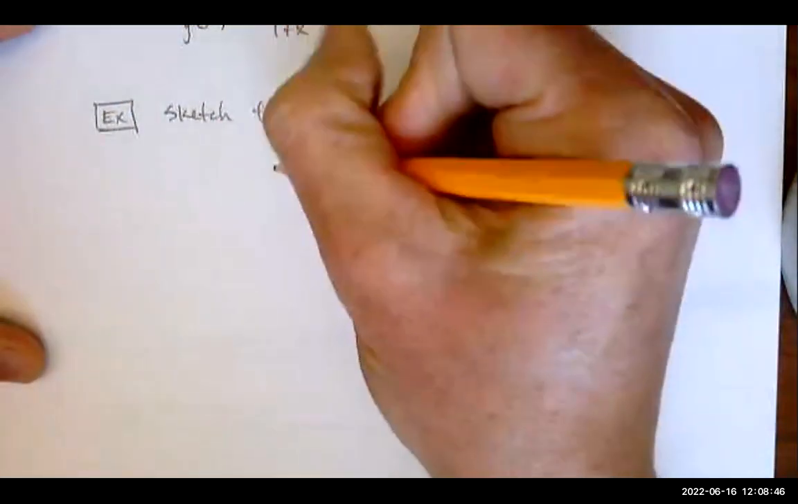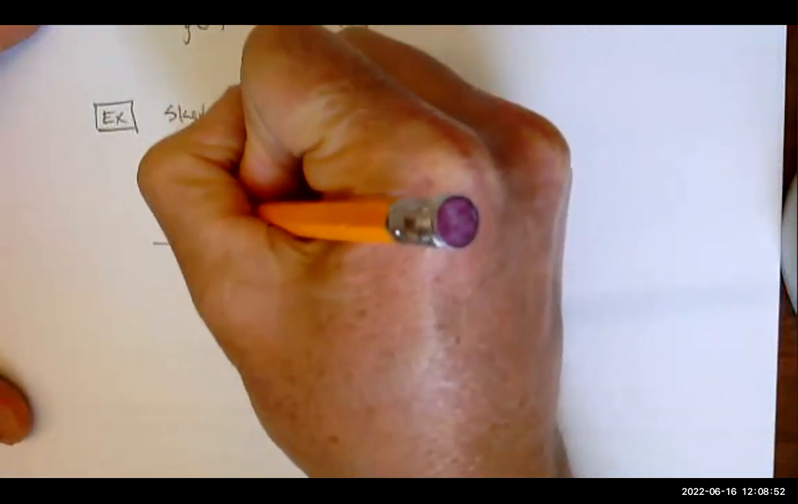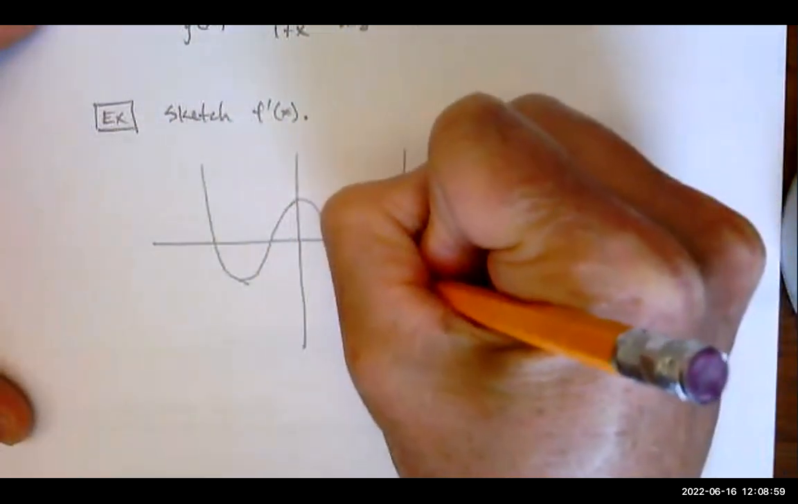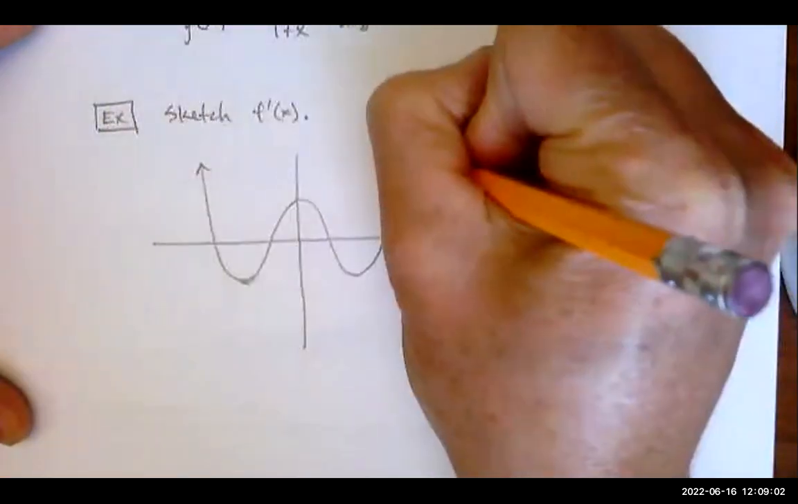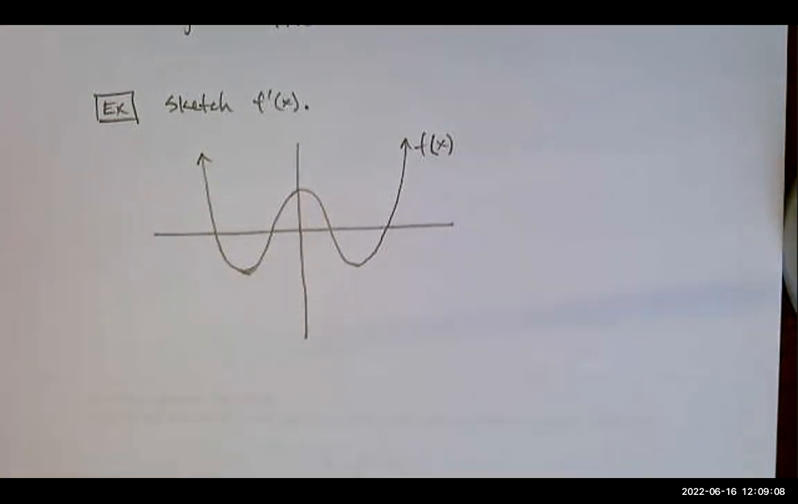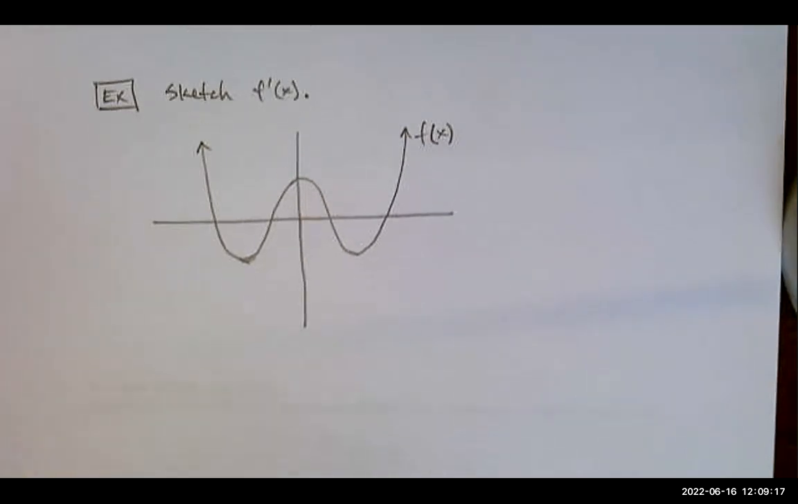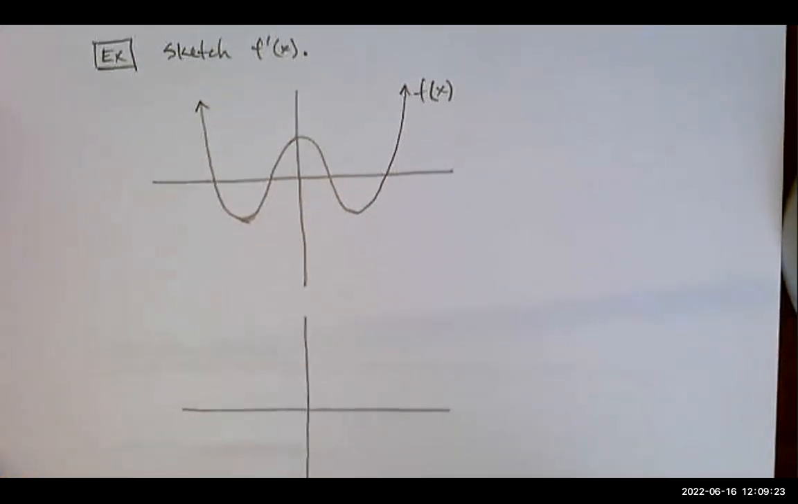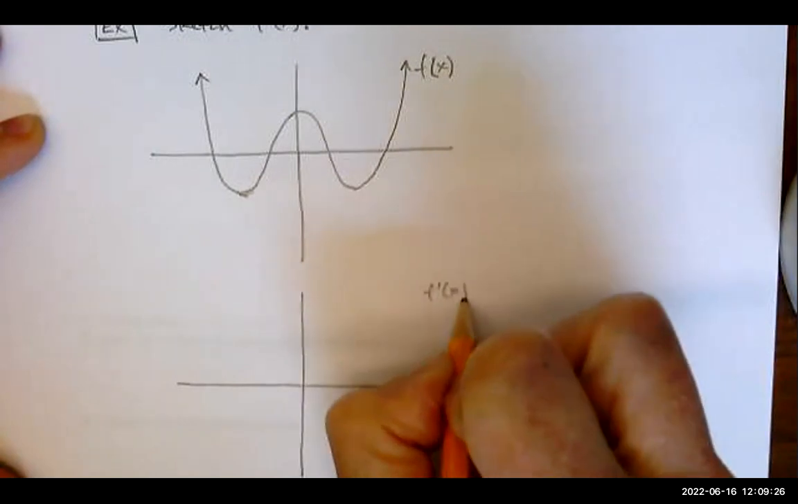Sketch f prime of x. So f of x, let me draw that again. It had that W shape, right? It came down and then back up, down. It was nice and symmetrical. There's f of x. Here's what we want to do. We want to notice some of the features of f of x, and that will give us a starting point on how to graph f prime. Let me have a similar xy plane down here where we can graph f prime of x.